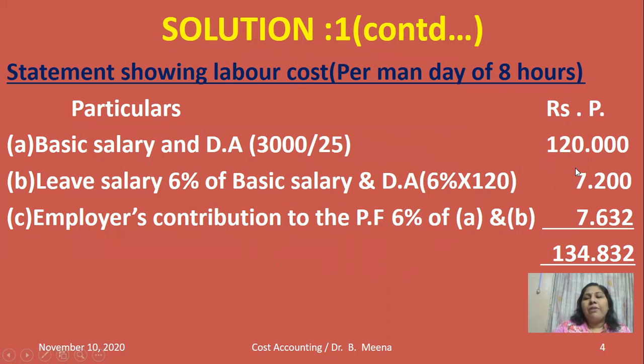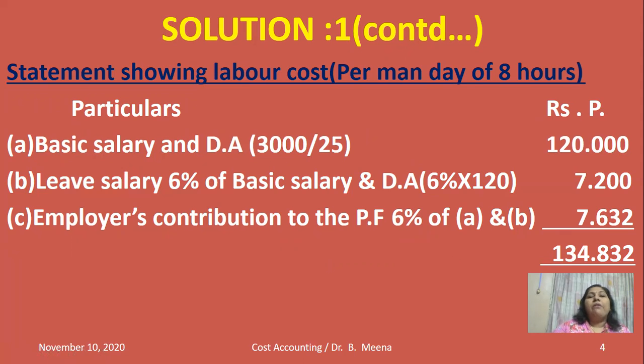So 127.2 into 6 percentage. If I do this calculation, I'll come to know what the employer's contribution to the PF is: 7.632. So when I add all these three things, I'll come to know the total is 134.832. This is the labor cost per man day of 8 hours as per this problem.